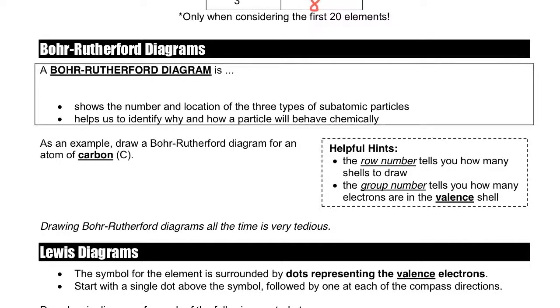So the first thing we're going to look at is a Bohr-Rutherford diagram. When the ideas of Niels Bohr and Ernest Rutherford are combined, we get a certain way of showing the structure of an atom. And this is the most common representation of atoms that you'll come into contact with. So it's important to know what they show and how you draw them. They show the number and location of protons, neutrons, and electrons. And they help us to identify why and how a particle will behave chemically. We'll get into that more when we talk about reactions.